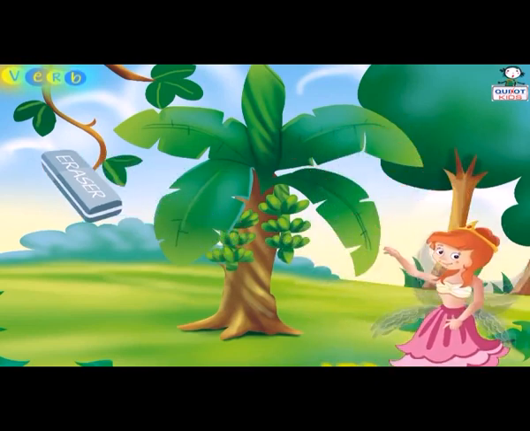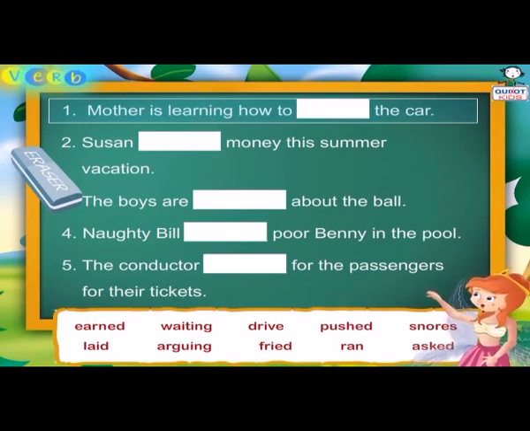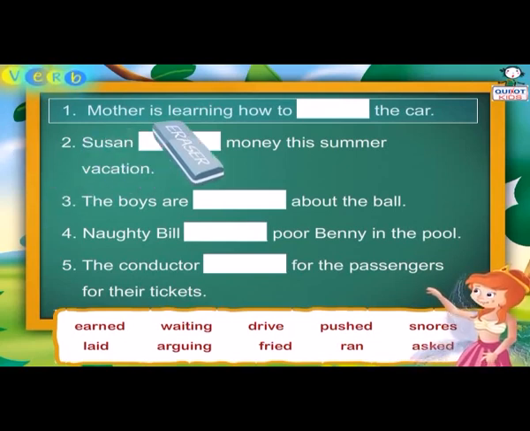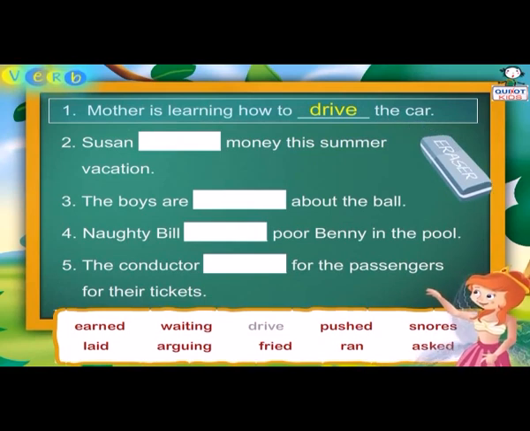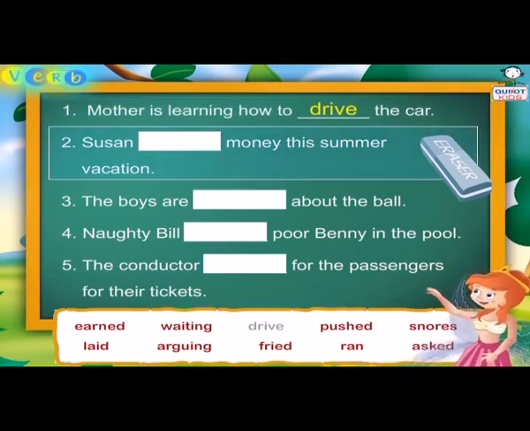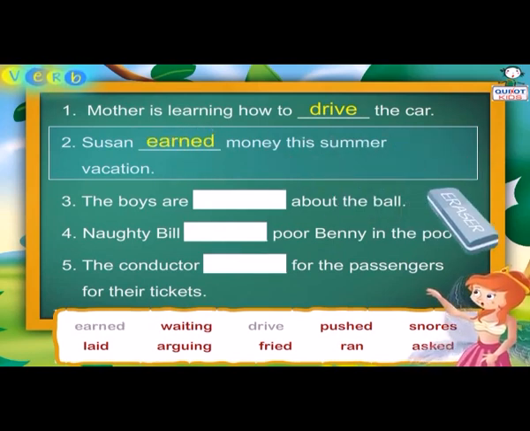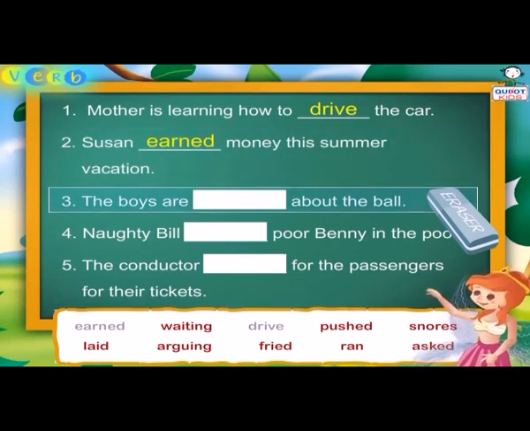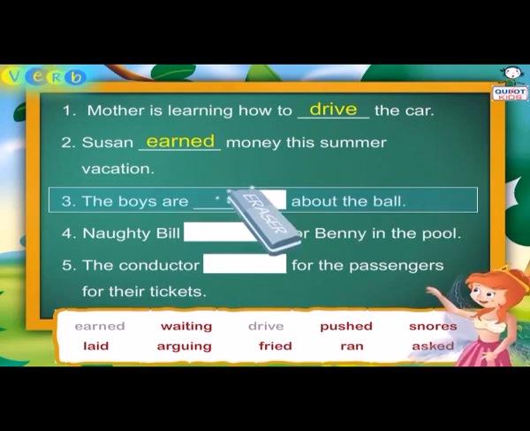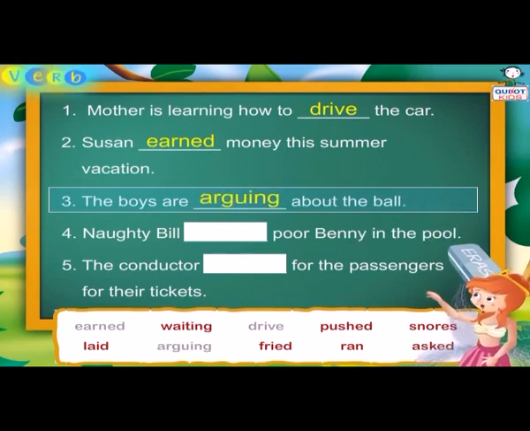Let's start. Mother is learning how to dash the car. Drive. Mother is learning how to drive the car. Drive is verb. Suzanne dash money this summer vacation. Earn. Suzanne earned money this summer vacation. Earned is verb. The boys are dash about the ball. Arguing. The boys are arguing about the ball.